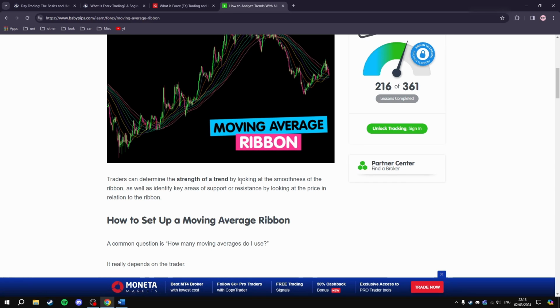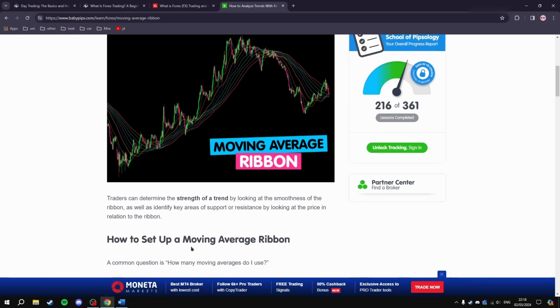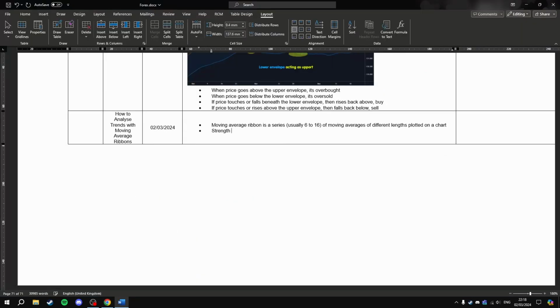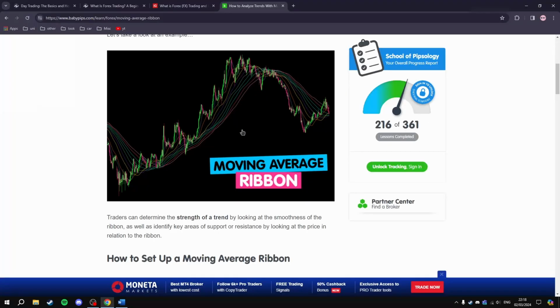Traders can determine the strength of a trend by looking at the smoothness of the ribbon, as well as identifying key areas of support or resistance by looking at the price in relation to the ribbon. Strength of the trend can be determined by looking at the smoothness of the ribbon. By ribbon, do they mean all of the ribbon or just one? As well as identifying key areas for support or resistance while looking at the price in relation to the ribbon.